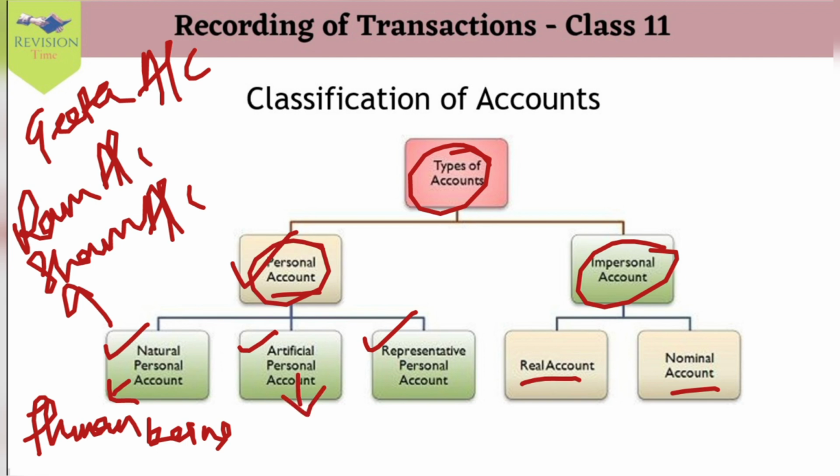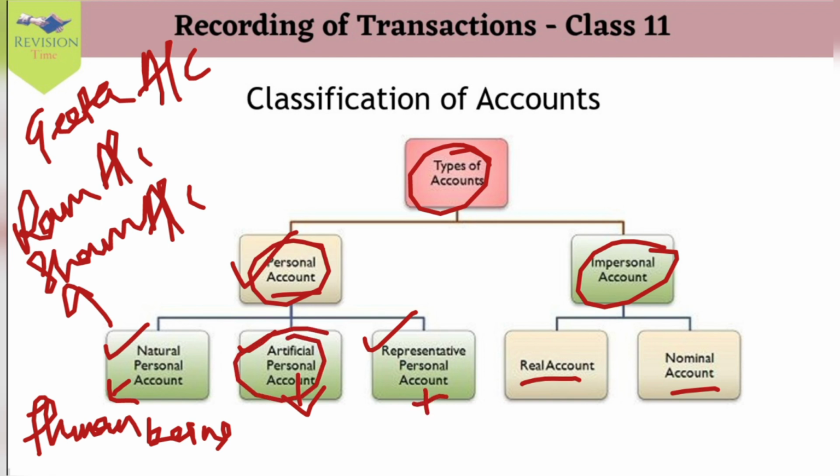Next we have artificial personal account. Artificial personal accounts are accounts which are not human beings but can work like human beings, which have a separate legal existence in the eyes of law, like firm account, bank account, cooperative societies, partnership firm, hospitals. All such come under our artificial personal account.